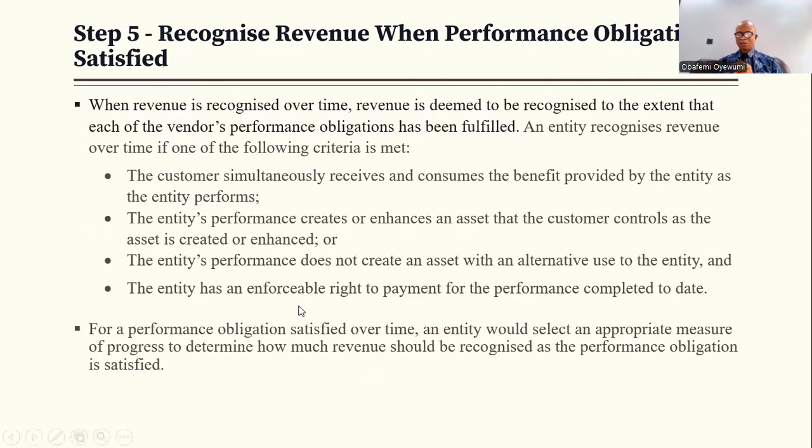So for a performance obligation satisfied over time, an entity will select an appropriate measure of progress to determine how much revenue should be recognized as the performance obligation is satisfied. So we're talking about sequential satisfaction, okay? On a monthly basis, quarterly basis, yearly basis, as the case may be, depending on the contract. The revenue will not be recognized at once. It will only be recognized sequentially.